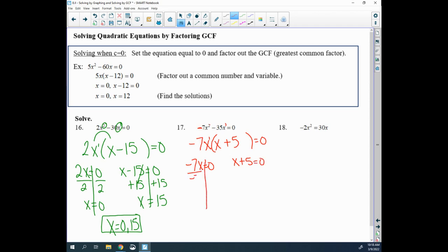Over here, to undo multiplying, we're going to divide. 0 divided by any number is 0. Over here, to get rid of the plus 5, I'm going to subtract. And you got your answer. You can always double check your answer by substituting those numbers back into your original equation. If you don't get out 0, something's wrong.